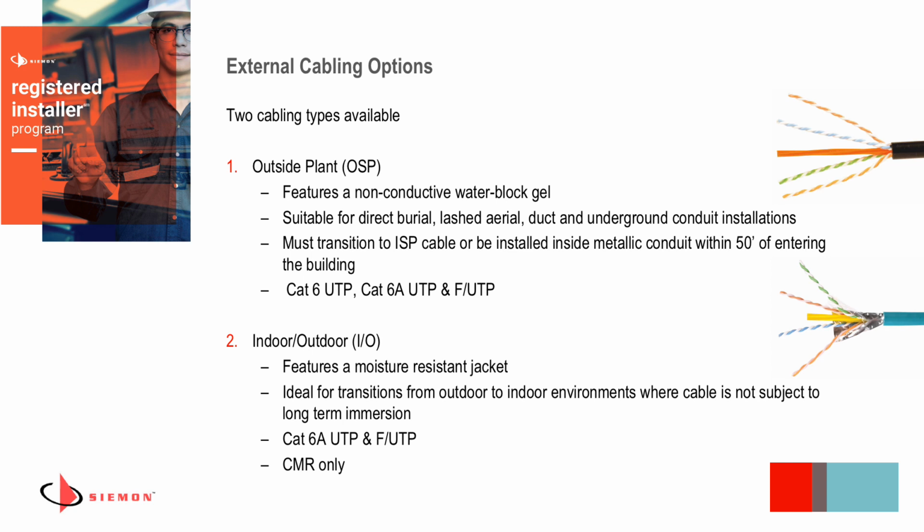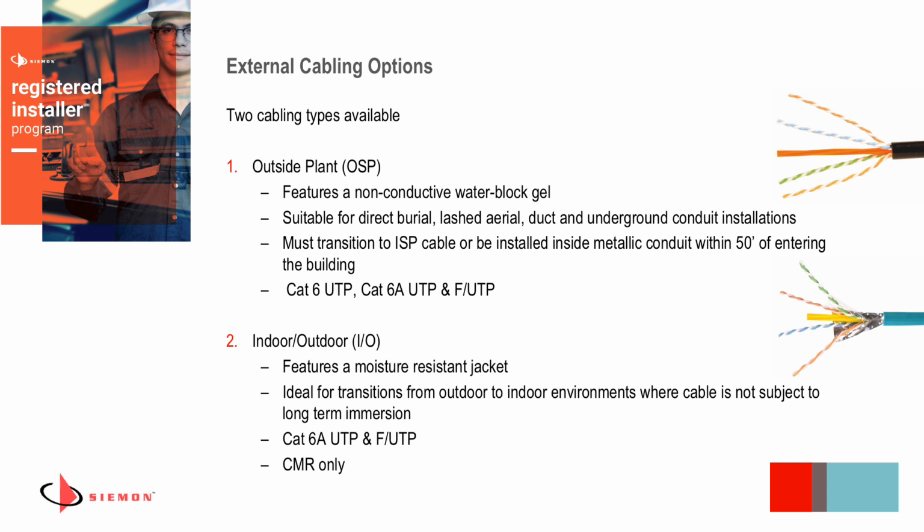In terms of external cabling options, or cabling effectively leaving the building or done outside of the building, there's two types of cables that can be considered. The first is OSP cable, or outside plant cable. And that's cable that's going to have some type of material inside of it to block water from ingressing into the cable. So kind of a non-conductive water blocking gel. And in those applications the jacketing is different. These are always, you can have any color you want as long as it's a black jacket.